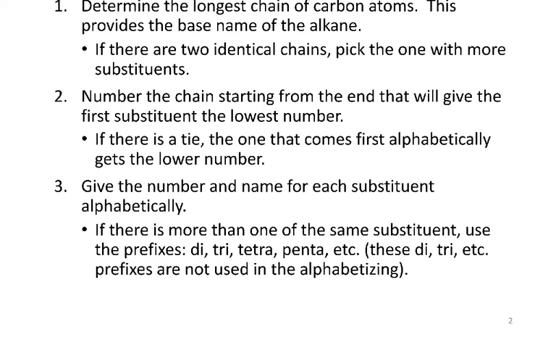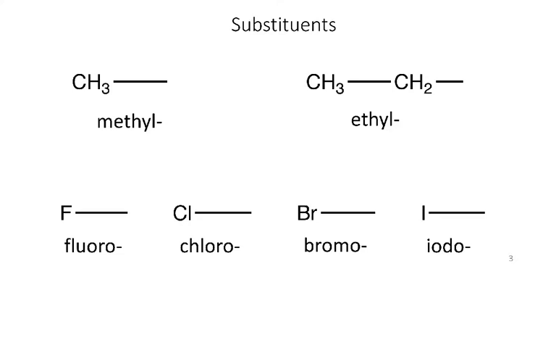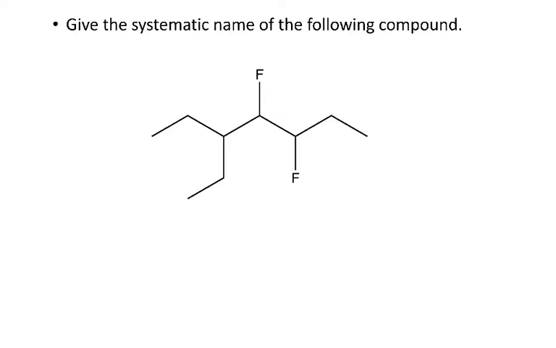And then if there's more than one of the same substituent, we use the prefixes di, tri, tetra, penta, etc. And again, we don't use the prefixes di, tri, etc. when we alphabetize it. So the only difference is when we have alkyl substituents, we use names like methyl and ethyl; we treat our halogens as substituents, and they get the names fluoro, chloro, bromo, iodo. All right, so let's look at a couple examples of naming these alkyl halides.